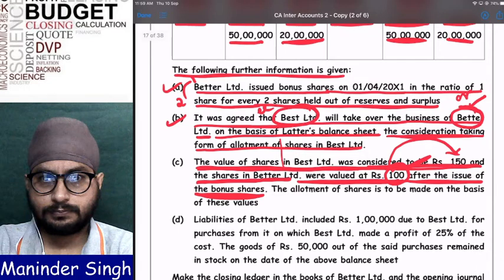Now tell, which company issued bonus shares? Transferor or transferee? The transferor company issued bonus shares. Clear? Now, the allotment of shares is to be made on the basis of these values. Okay.